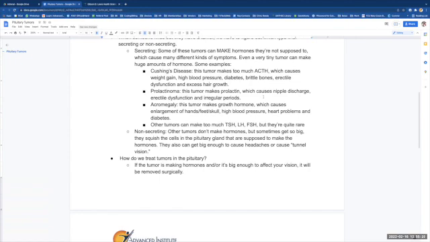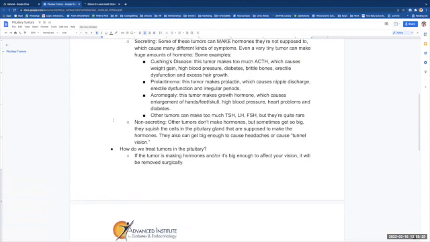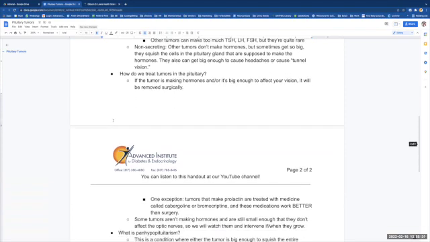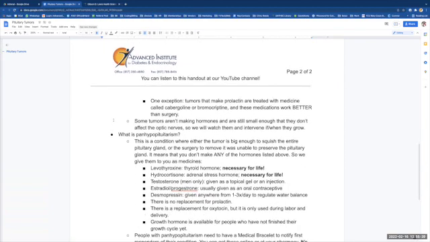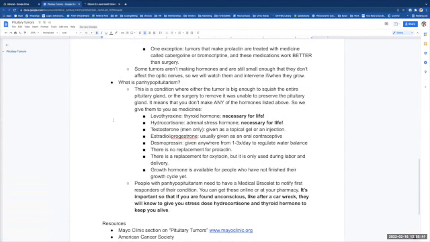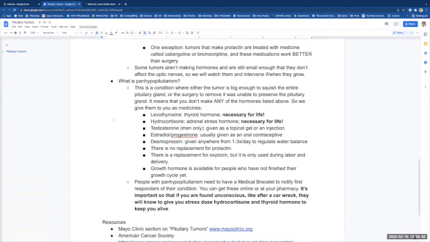How do we treat tumors of the pituitary? If the tumor is making hormones and/or it's big enough to affect vision, it's going to be removed surgically. There's one exception to this in that the prolactinomas are treated with medication called cabergoline or bromocriptine because the outcomes from this medication are actually better than surgery in almost every case.